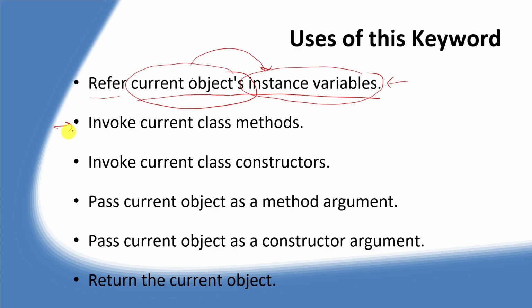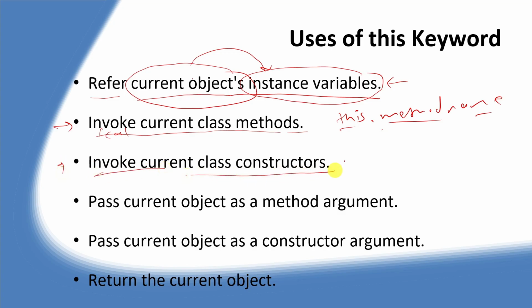Another usage is to invoke a current class method. If the current class has any method, then we can simply use this dot, that method name. Directly we can invoke, or we can say call, the method present inside the class using this dot method name. Okay. Similarly, we can invoke current class constructors.